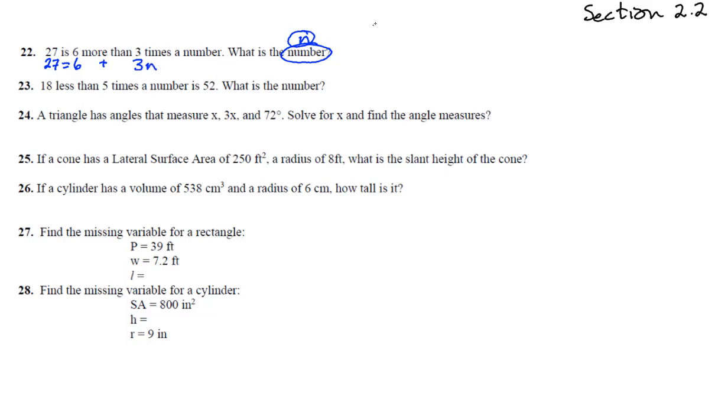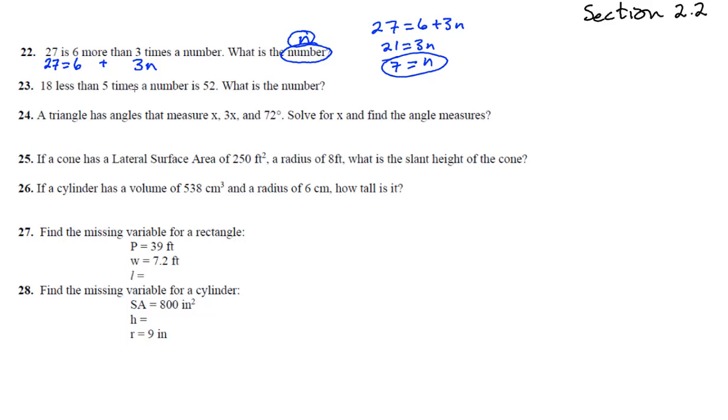Let's go over here and solve that equation. 27 equals 6 plus 3n. We have the steps to solve an equation. Now that we're in happy math land, subtract 6 from both sides and we get 21 equals 3n, and divide both sides by 3 and we get n equals 7. Nice.